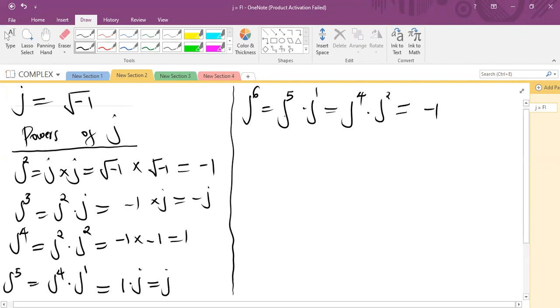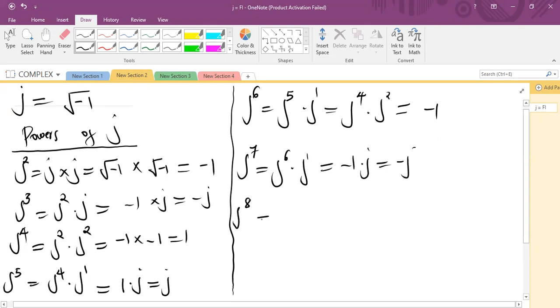Or if we would have done it this other way, j raised to power 5 is j, and j multiplied with j will give you j squared, and j squared is obviously minus 1. j raised to power 7, we can write as j raised to power 6 multiplied by j raised to power 1. j raised to power 6 is minus 1. So minus 1 multiplied with that j will give us minus j.